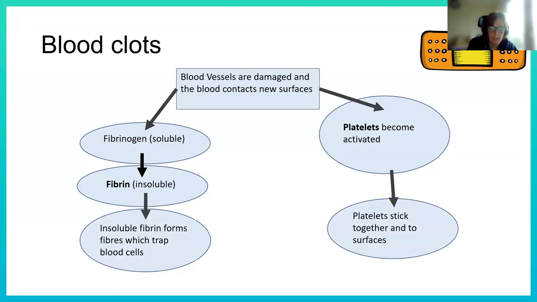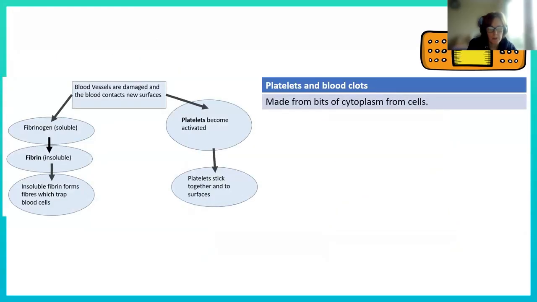What happens when the platelets are activated is they begin to stick to each other and they stick to surfaces. So they clump, and they clump to the vessels as well. And that fibrin, which is now insoluble, makes sort of fibers. It looks like fibers, and these trap the blood cells. So you have fibers, platelets, and blood cells all trapping together, and they can plug injured, damaged blood vessels. So as we said, the platelets are these little bits of cells.